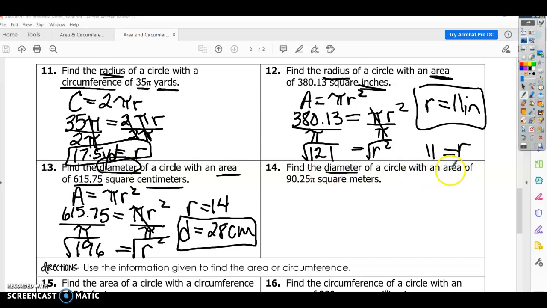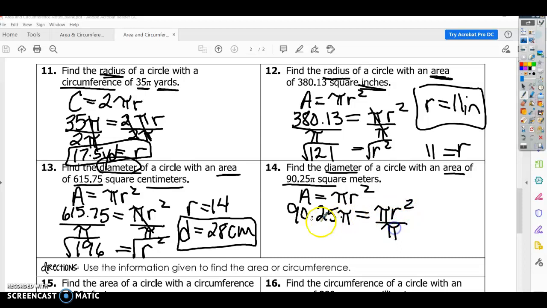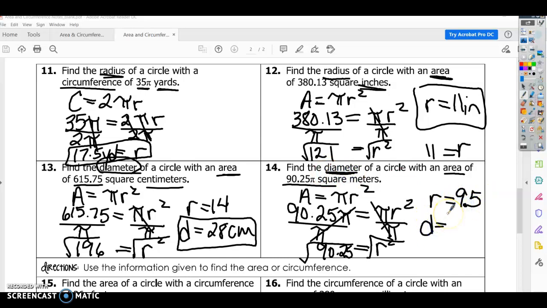All right, so find the diameter of a circle with an area of 90.25 pi. So we've got area equals pi r squared. So 90.25 pi equals pi r squared. Divide by pi. Pi cancels on both sides. R squared equals 90.25. Take the square root. R equals 9.5. Again, we're looking for the diameter, which is twice the radius. So that's going to be 19 meters.